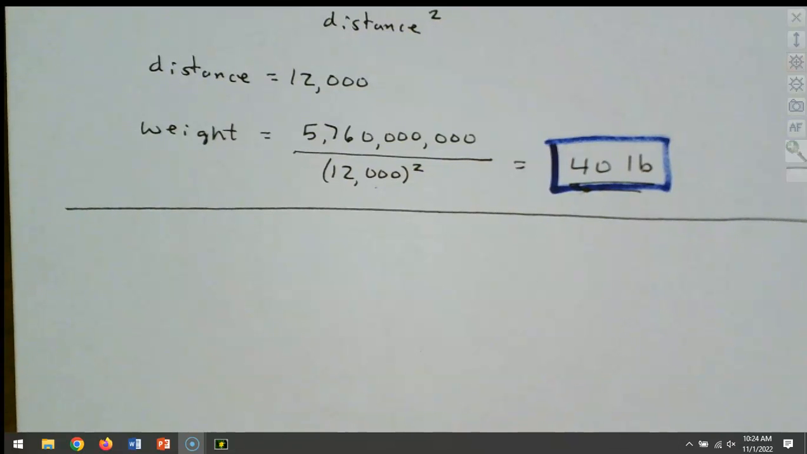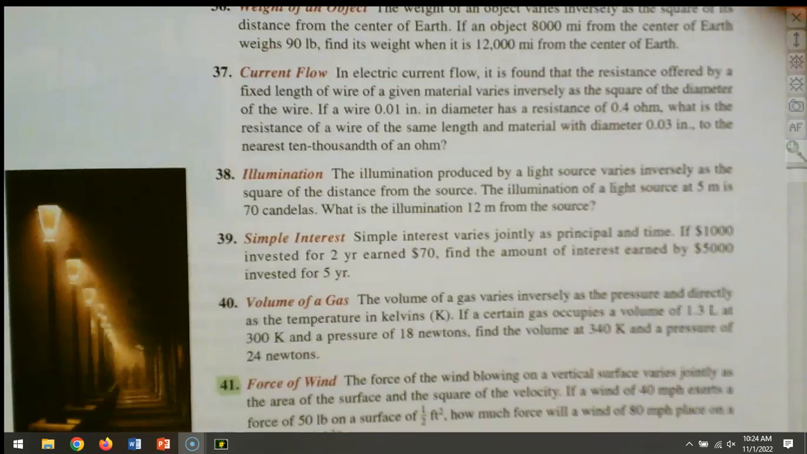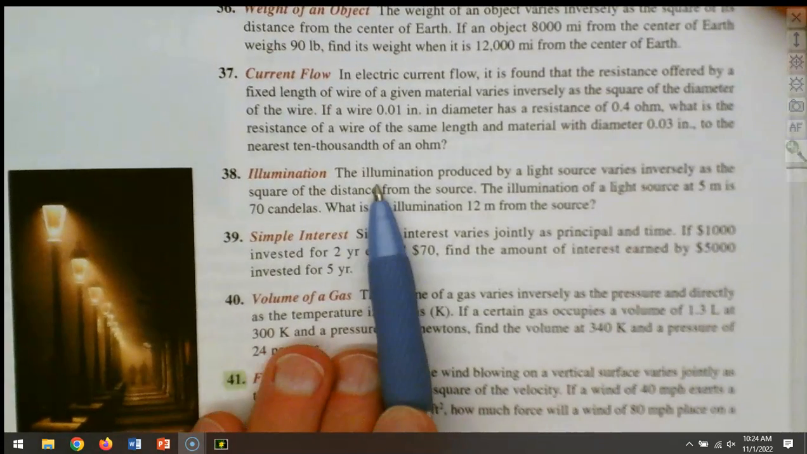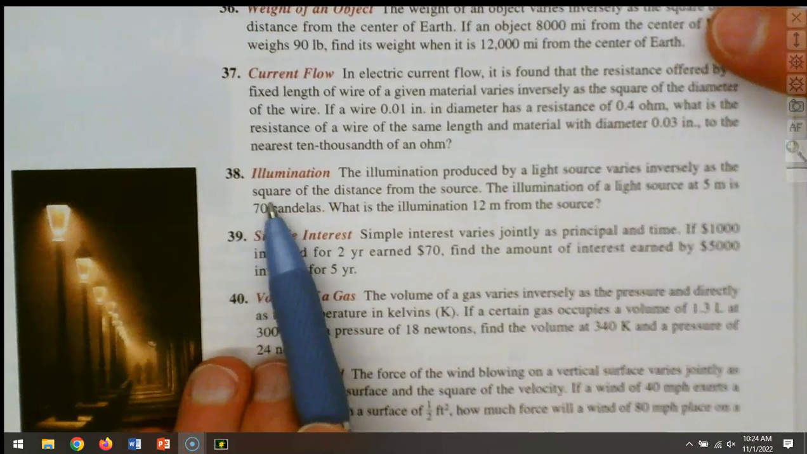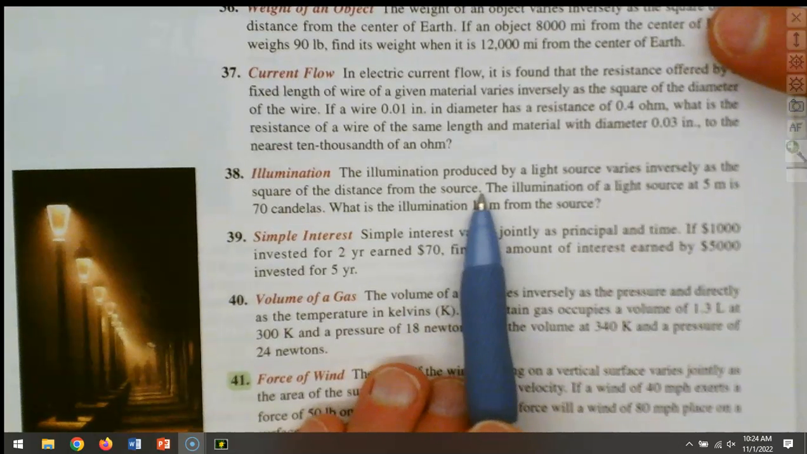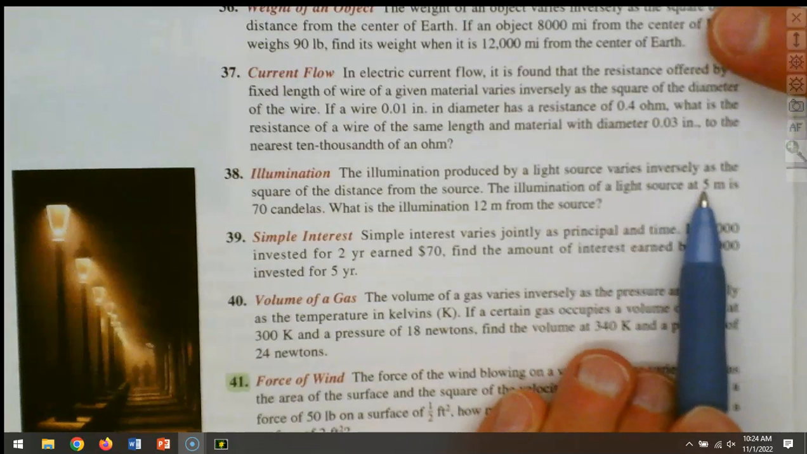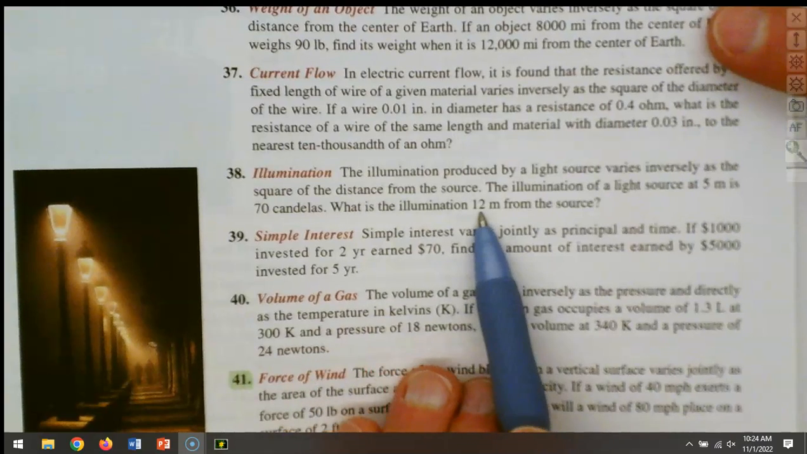Let's do another one. How about we look at question 38. 38 is another inverse variation. The illumination produced by a light source varies inversely as the square of the distance from the source. The illumination of a light source at 5 meters is 70 candelas. What is the illumination 12 meters from the source?